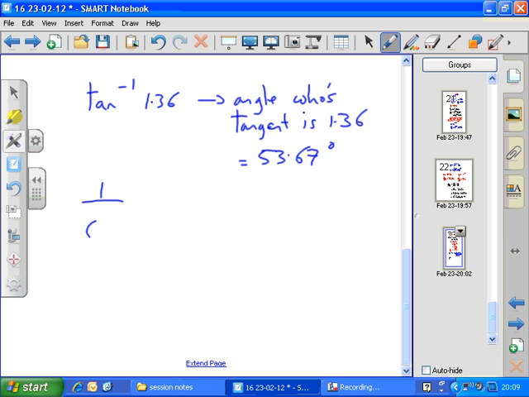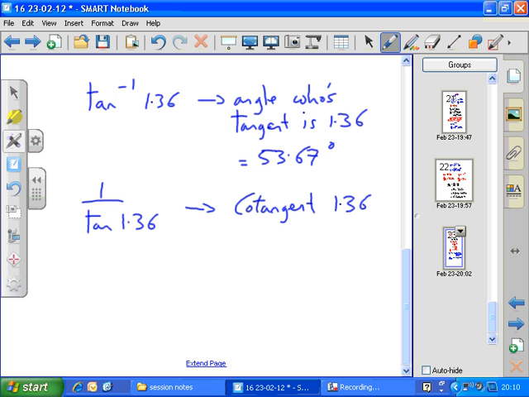However, 1 over the tangent of 1.36 means something entirely different. If we find out what the tangent of 1.36 is, which would have to be, now we're talking radians, 1 over that means something entirely different. And we write that as the cotangent of 1.36. So in other words, we can't use the inverse tangent to represent 1 over the tangent, because that means the angle whose tangent is.